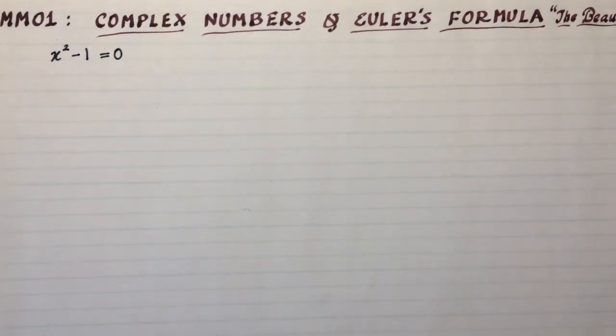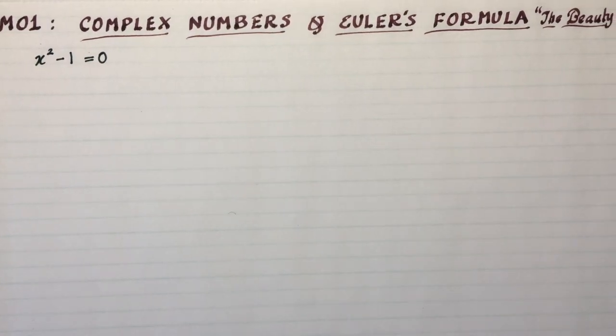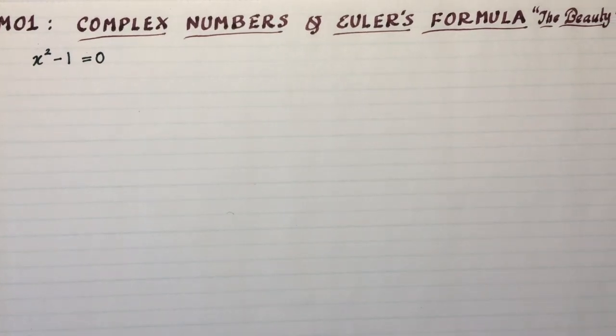Hi, this is Dr. Viv, and I'm here to talk about complex numbers and Euler's formula. Specifically, I'll be discussing the equation, sometimes called the beauty.